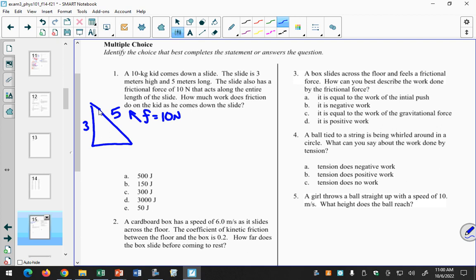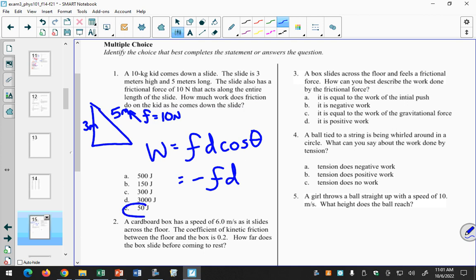Oh, well, this is easy, actually. I thought this was hard. Not hard. What's the work that the frictional force does? Well, I know the magnitude of the force. I know the distance over which it acts. So what's the work? Well, work is equal to F times D times cosine of theta. Although the angle theta is 180, so that's just going to be negative FD. So the work he does is 50 joules. Oh, because the displacement, because he's going down the slide? Yeah, he's going down the slide and the force is up the slide.